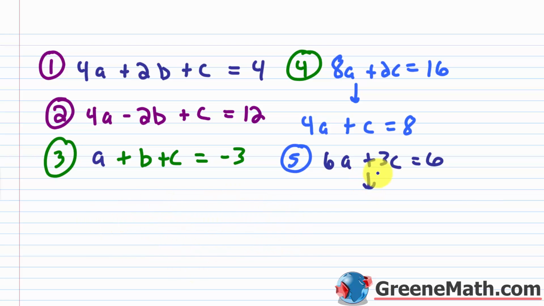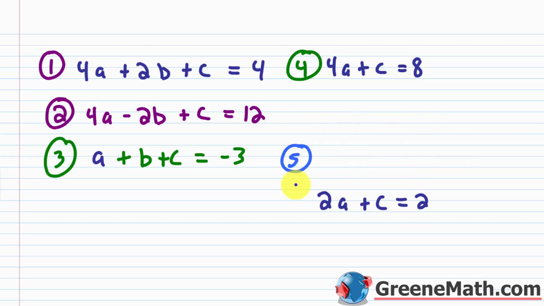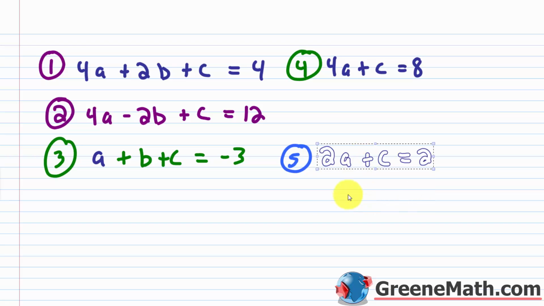And again, we see that we could simplify this. We could divide each part by 3. So this would be 2a plus c equals 2. All right, so let me erase this and write this just as 4a plus c equals 8. And let me erase this and just drag this up. Again, it's 2a plus c equals 2.